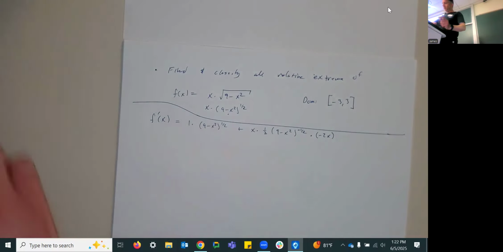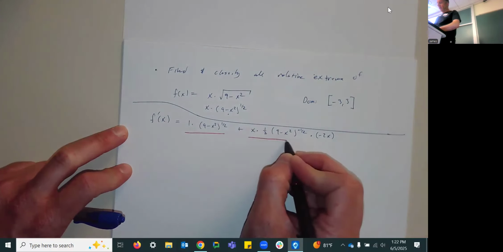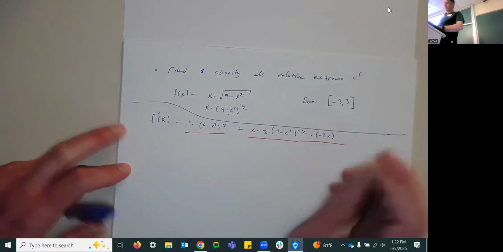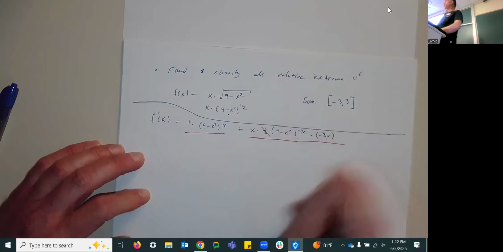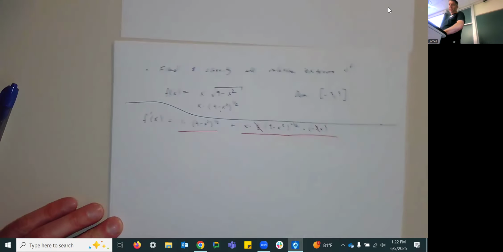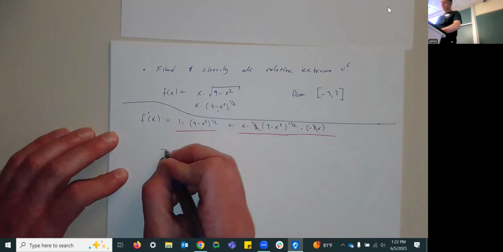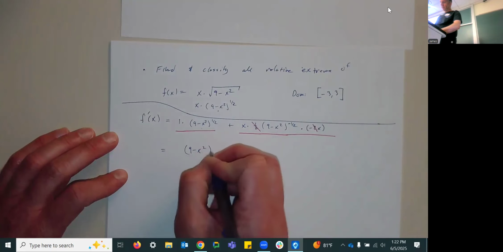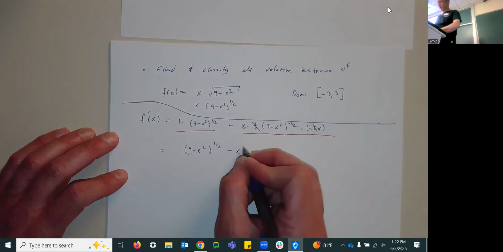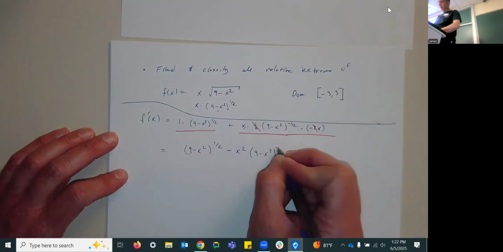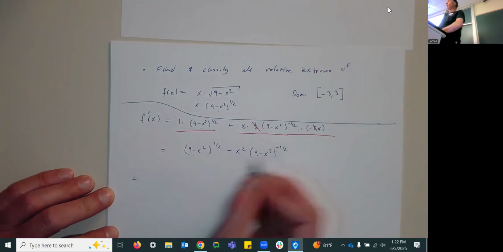So looking at both of these pieces, the 1 times (9 minus x squared) to the 1/2 and the x times 1/2 times (9 minus x squared) to the negative 1/2 times negative 2x, a couple things I see. First of all, the 1/2 times the 2 is just 1, so I'm going to cancel those. Let me rewrite this: (9 minus x squared) to the 1/2, and you have an x times a negative x, so it's minus x squared times (9 minus x squared) to the negative 1/2. And then you have a common factor, but it has different powers.